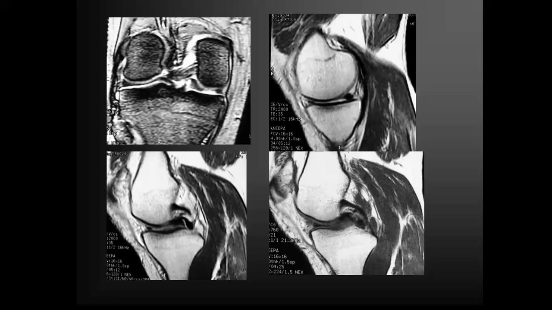Now here we can apply what we have learned: the coronal showing the separate piece, the small size, the double outline, double PCL sign. That means these are examples of bucket handle or radial tear.